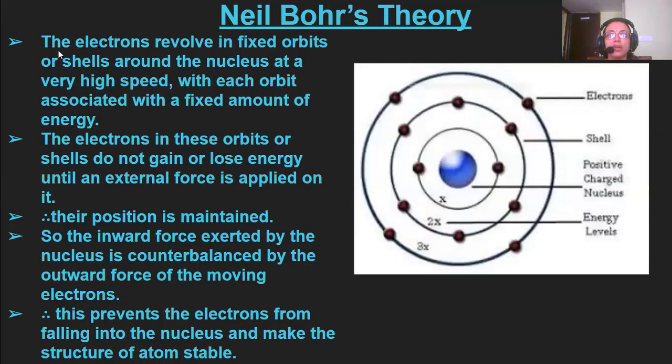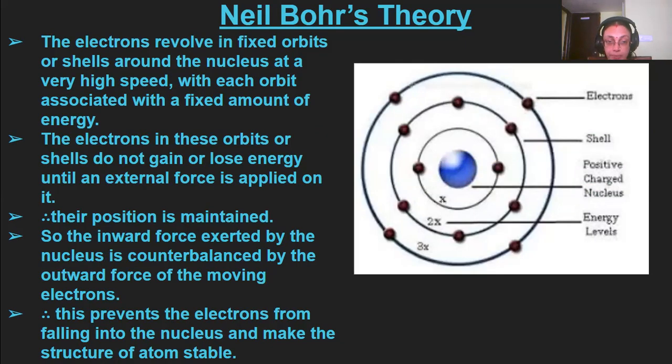According to Niels Bohr's theory, the electrons revolve around fixed orbits or shells with a very high speed. In each orbit, there is a fixed amount of energy. The electrons in these orbits or shells do not gain or lose energy until and unless an external force is applied on them, and that's why their position is maintained.